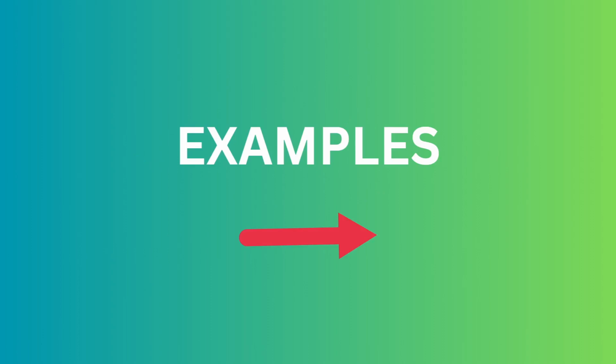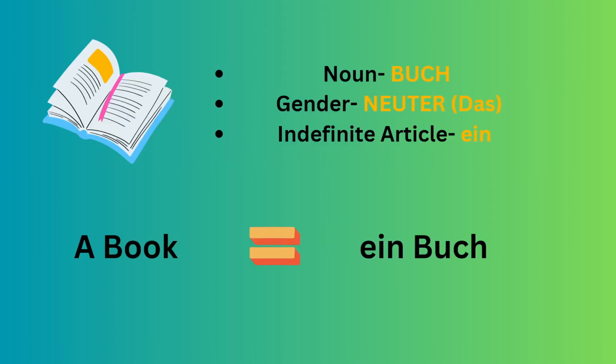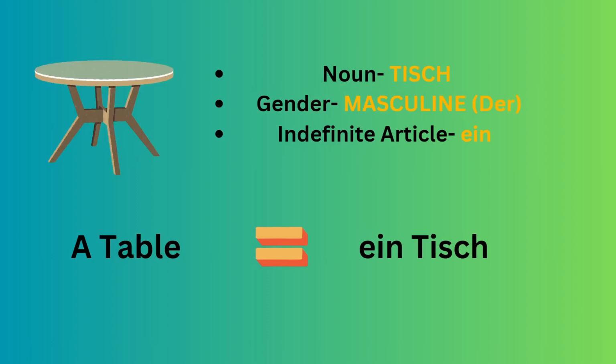Let's look at some examples to understand how indefinite articles work. Imagine you want to say a book in German. The word for book is Buch and it is a neuter gender. As we know that the indefinite article for neuter gender is ein, therefore a book translates to ein Buch in German.